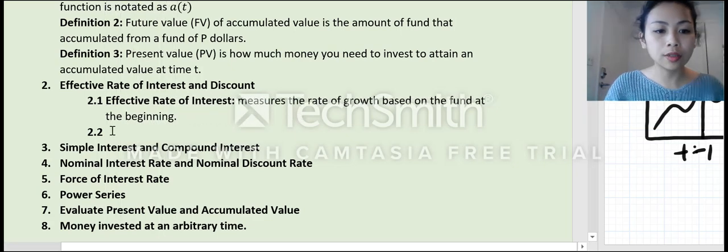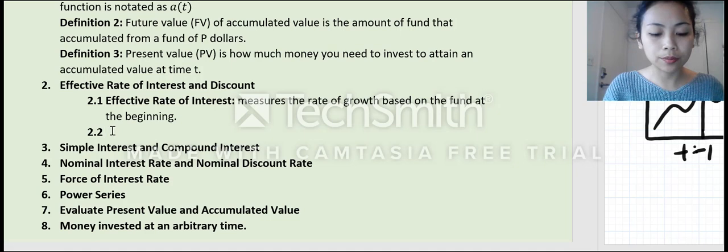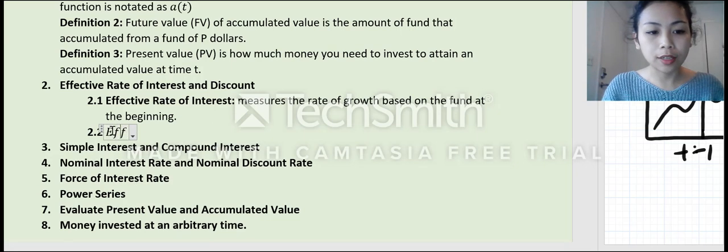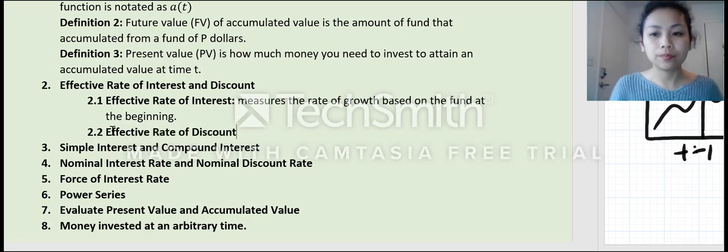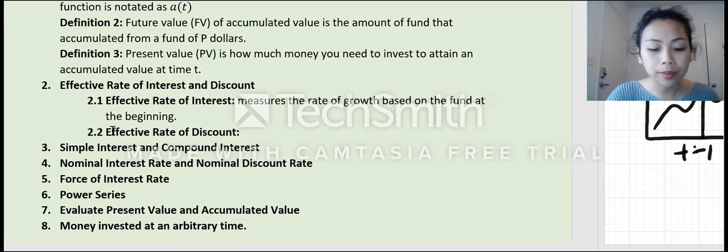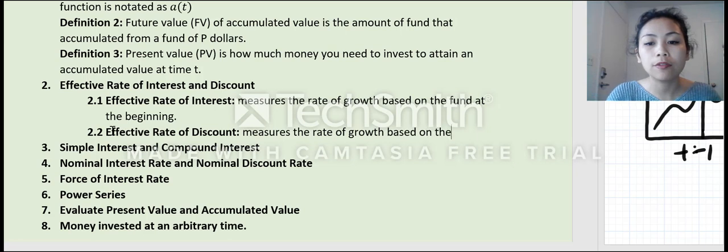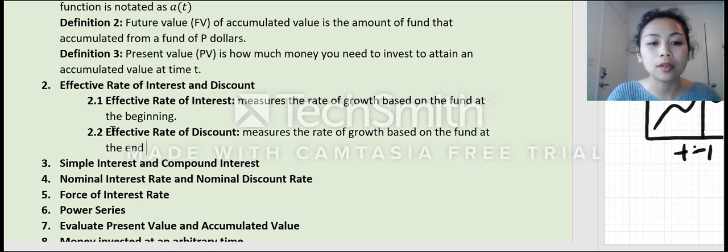Okay, and simultaneously we consider another rate called the effective rate of discount. The effective rate of discount measures the rate of growth based on the fund at the end of the time period, the end of the year.